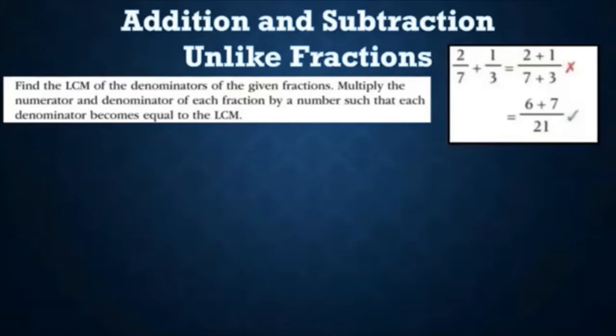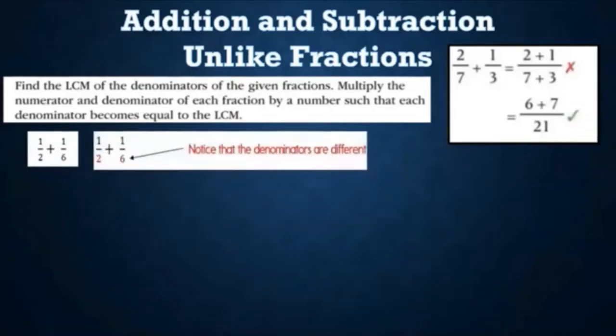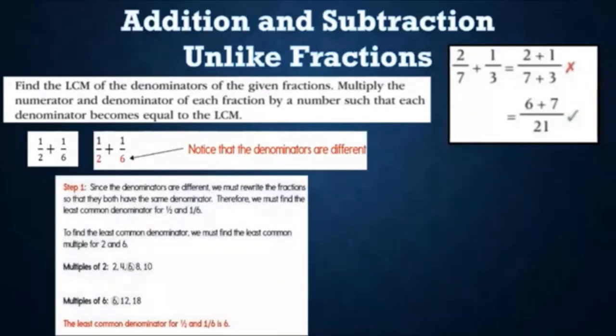To add unlike fractions, our example will be 1 by 2 plus 1 by 6. In this, we have to notice that the denominators are different. 2 and 6, they are different. So our step 1 will be, since the denominators are different, we must rewrite the fractions so that both fractions have the same denominator. In shorter words, we must find the LCM of 2 and 6. So, the LCM of 2 and 6 is equal to 6.